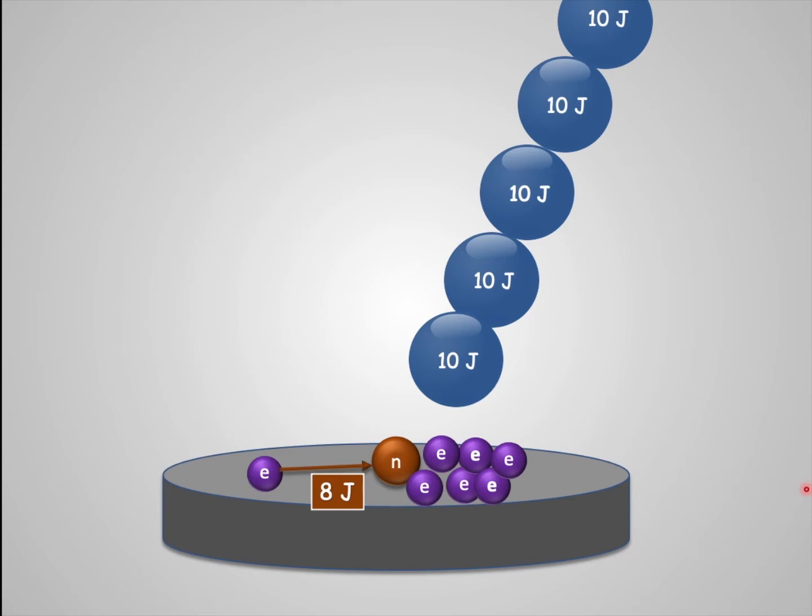Now let's see what happens to the remaining 2 joules. I told you the electron just needs 8 joule, but you have all 10 joule photons. So what happens to the remaining 2 joule?